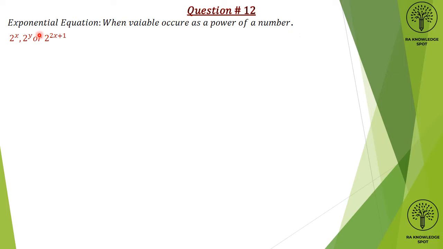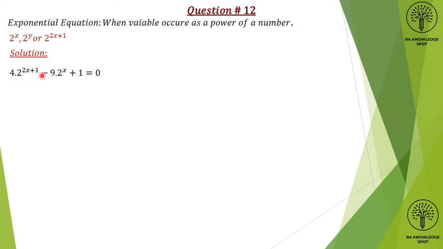And in this chapter, there is another word for you, that is exponential equation. Students, there is a definition in your book: when a variable occurs as a power of a number, these are the variables and this time the variable appears as the power of the number, this is actually called an exponential equation. The rest of the questions are related to that definition.